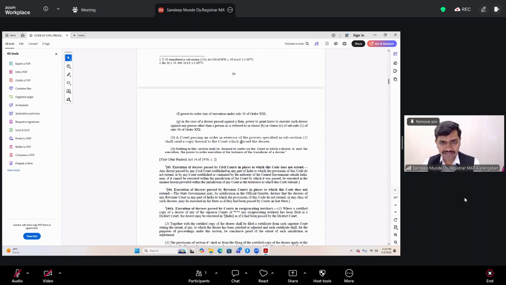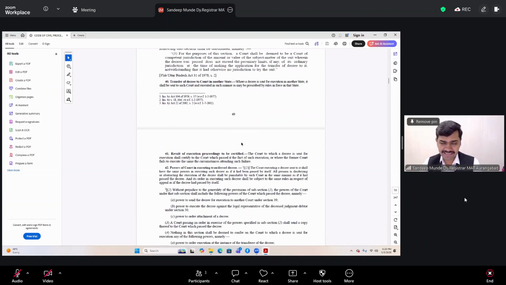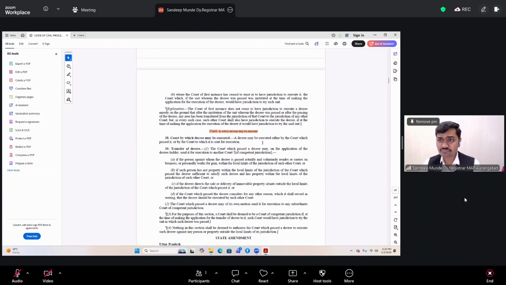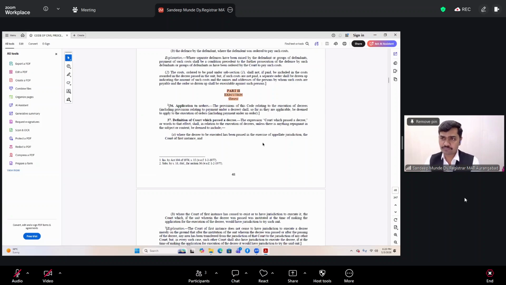When the party in whose favor the order, decree or judgment has been passed, will he automatically get the fruits of that decree, or is a certain procedure required to execute that judgment or decree? Part 2 of the Code of Civil Procedure deals with execution, covering sections 36 to 74. If we divide that part on execution into sections, it covers about 10 subheadings under the execution proceedings.